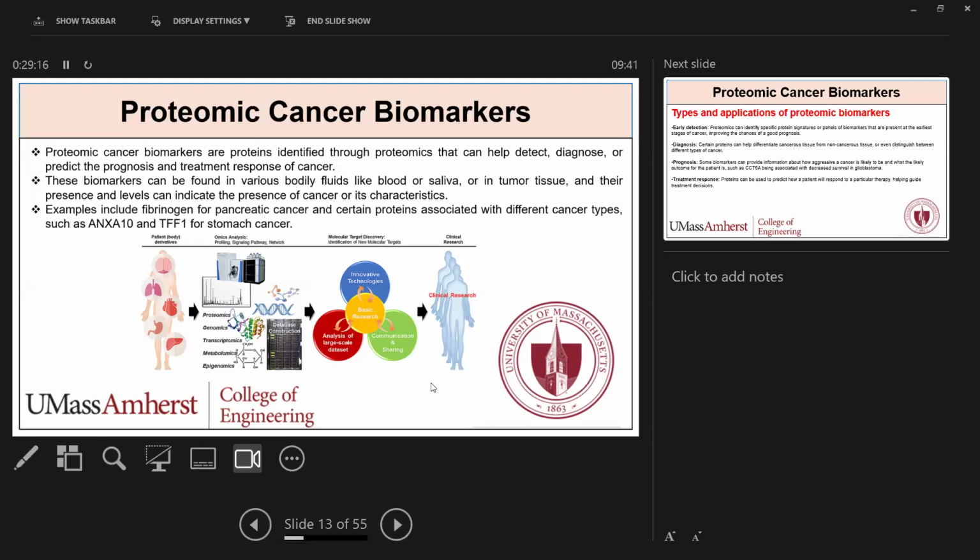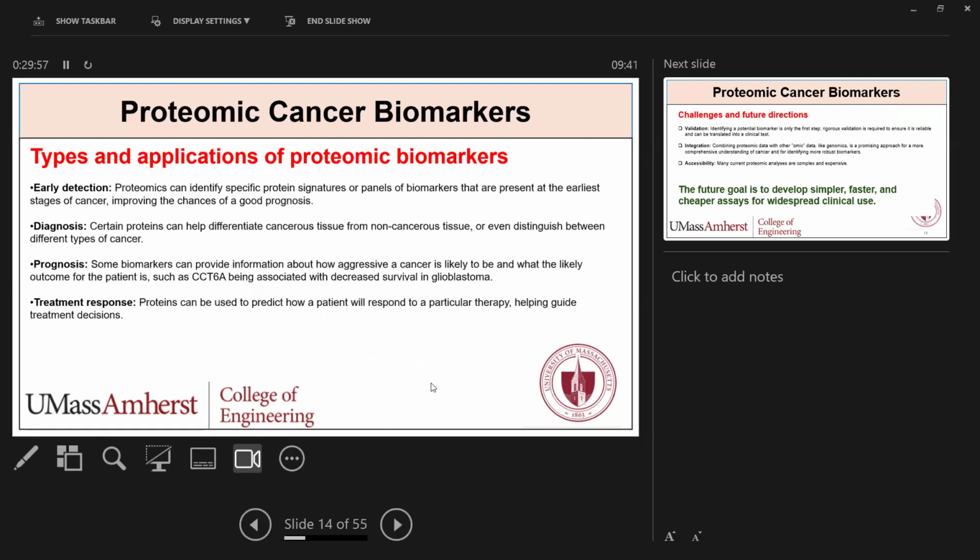Similarly, a cancer cell can secrete a different type of protein that is also associated with the cancer, and that also we can use for the diagnosis of that particular cancer. Examples include fibrinogen for pancreatic cancer, certain proteins. So with patient-derived samples and omic analysis, proteomics helped a lot to identify those particular proteins, analyzing the large set of data, utilizing innovative technologies, and finally going to clinical research.